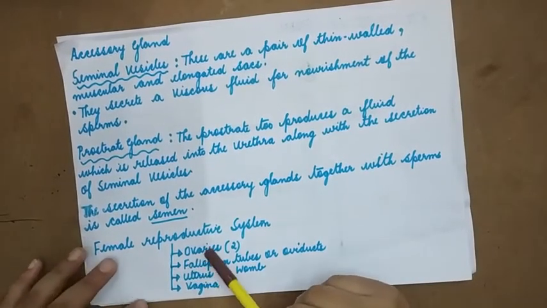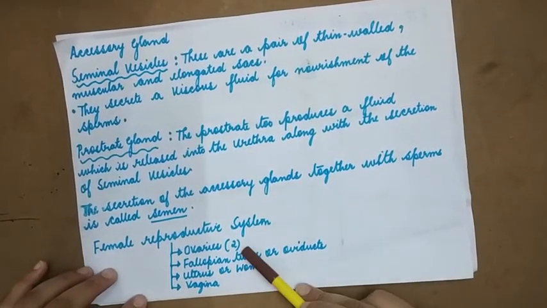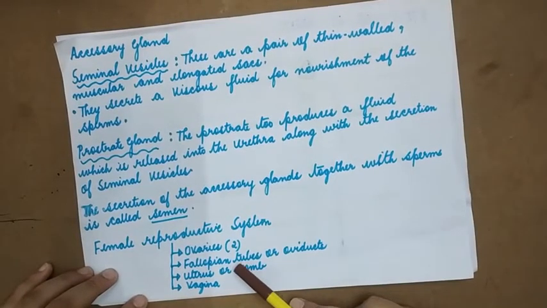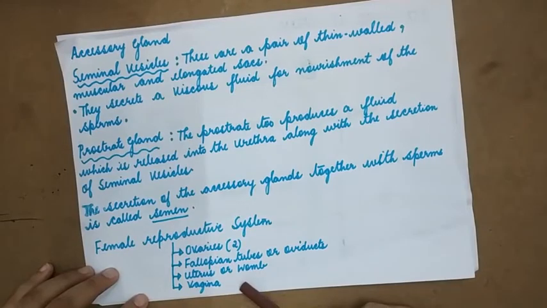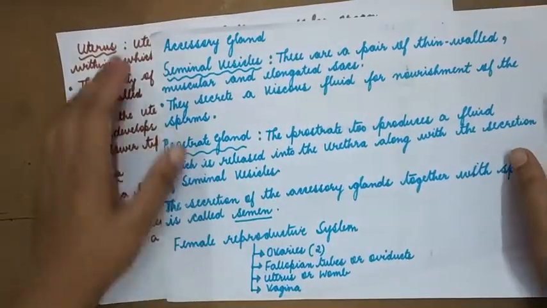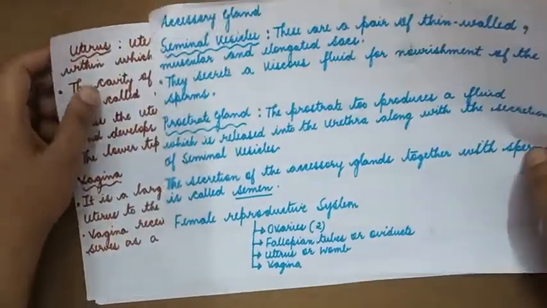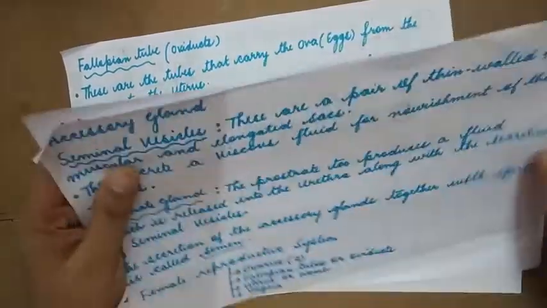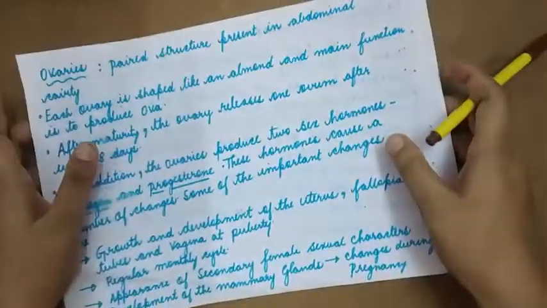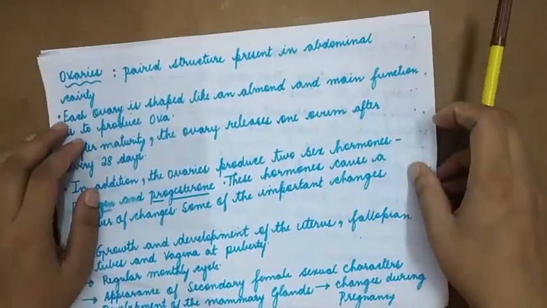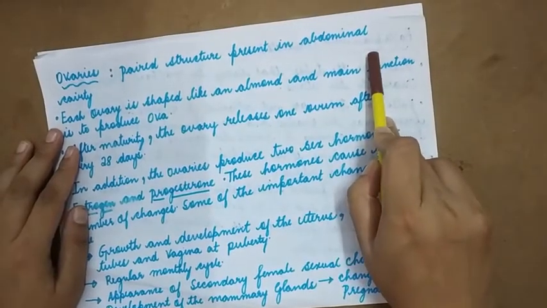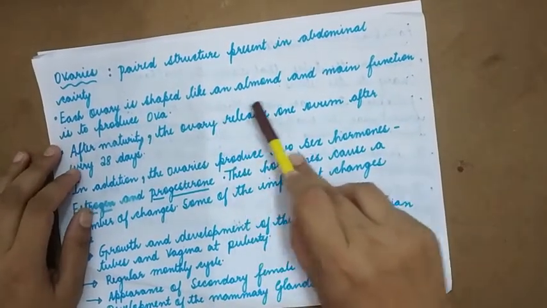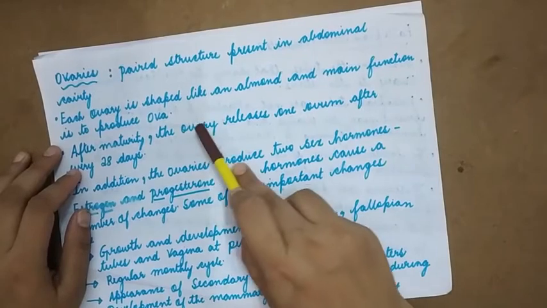Now, next moving on to the female reproductive system. Presence of ovaries, fallopian tubes or oviducts, uterus or womb, and vagina. Ovaries are paired structures present in the abdominal cavity. Each ovary is shaped like an almond and its main function is to produce ova.